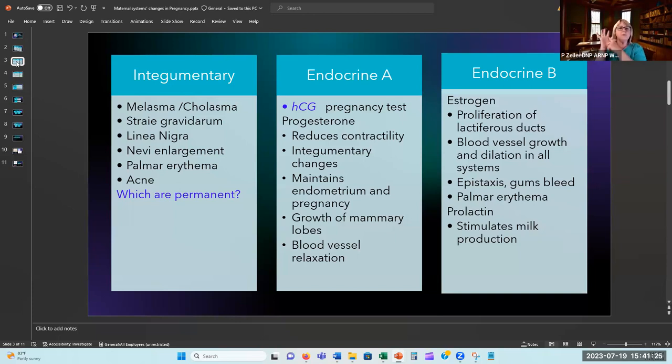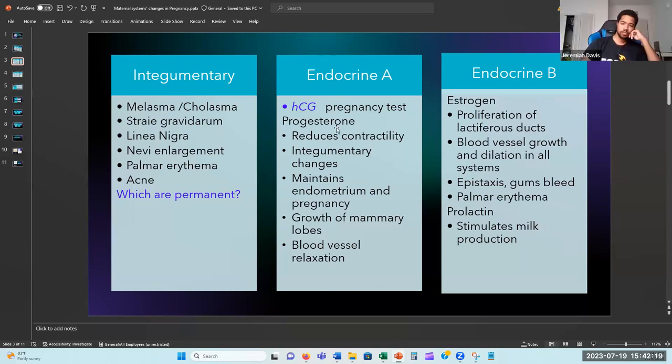Palmar erythema. Well, here's the palm of the hand. So what does palmar erythema mean? Anybody want to guess? Is it sweaty hands? What's erythema? Is it like red patches or swelling in the hands? It's a redness of the palms. They get more red because of more blood. Okay? And then acne. Acne could get better during pregnancy. I mean, it could improve. But I've seen the opposite too. Sometimes acne will develop. So in this list, which one is permanent? There's only one that's permanent. The stretch marks, because they're actually pulling the skin apart, right? Everything else should fade and return back to pre-pregnancy condition.